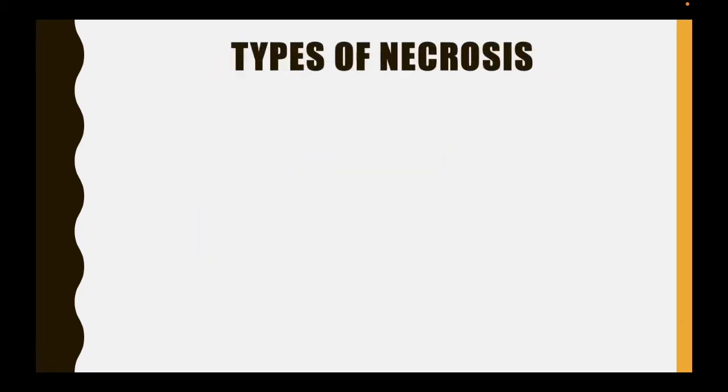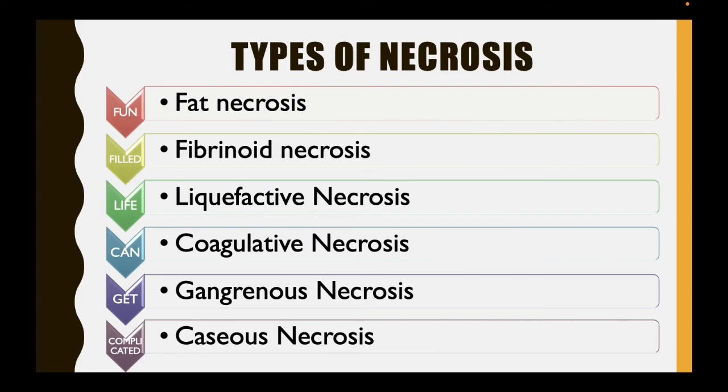And finally, we will be talking about the types of necrosis that are present, which can easily be remembered with a mnemonic: Fun-filled life can get complicated. Fun stands for fat necrosis, filled for fibrinoid necrosis, life for liquefactive necrosis, can for coagulative necrosis, get for gangrenous necrosis, and complicated for caseous necrosis. We won't be following the same order when explaining these things in detail.